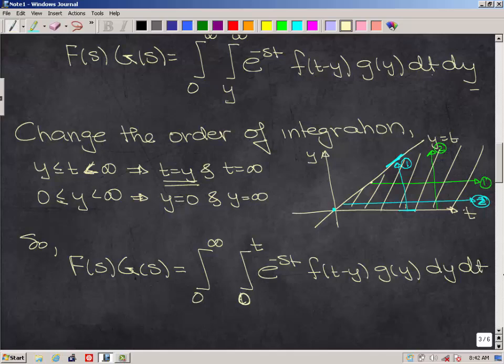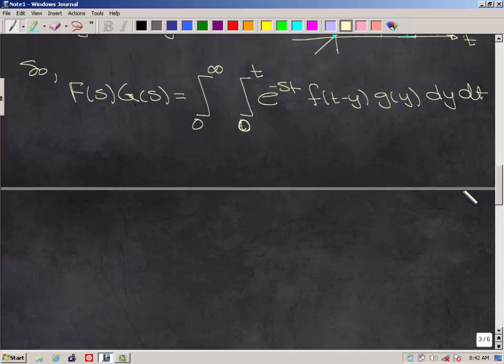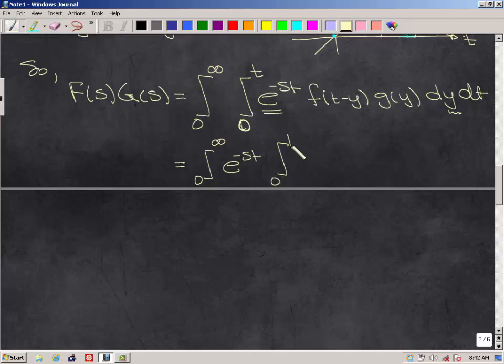Okay. Since we changed the order of integration, this e to the minus st has nothing to do with y, so I can pull it out of that inner integral. So we get integral 0 to infinity e to the minus st, integral 0 to t f of t minus y g of y dy dt.